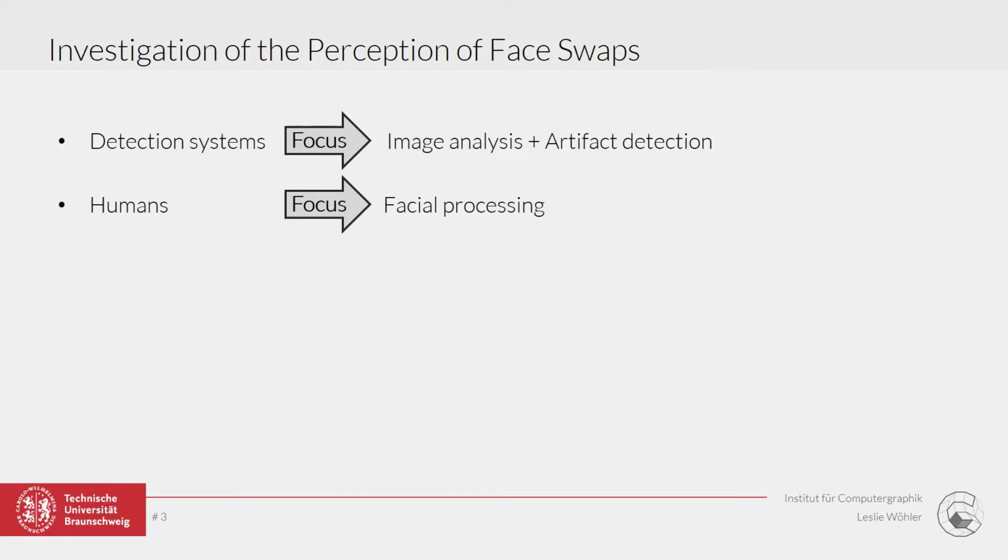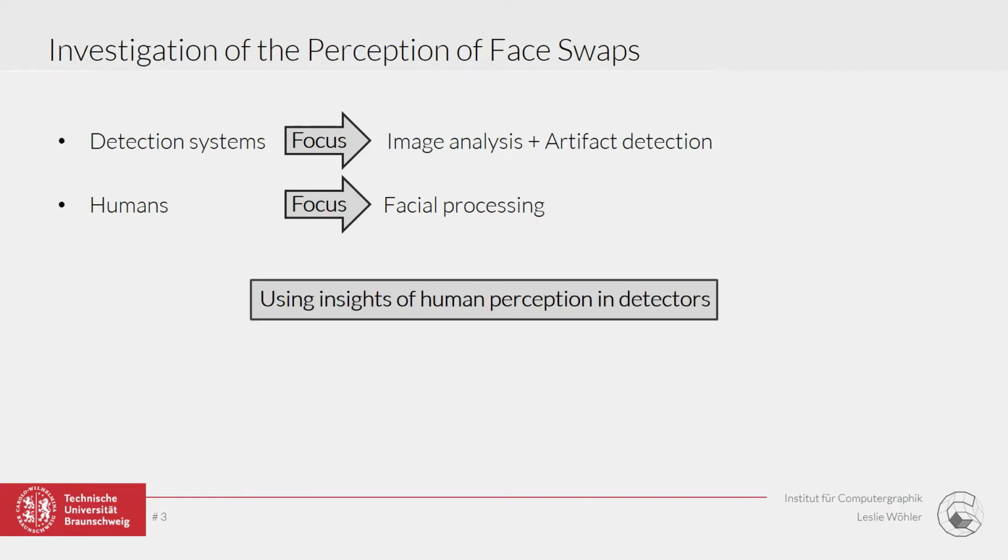Different from these methods, humans are inherently very sensitive to faces and excel at facial recognition tasks. In our work, we aim to gain knowledge on the perception of face swap videos and investigate which features or artifacts are important for humans to recognize the forgeries. These insights can be used to improve detectors.